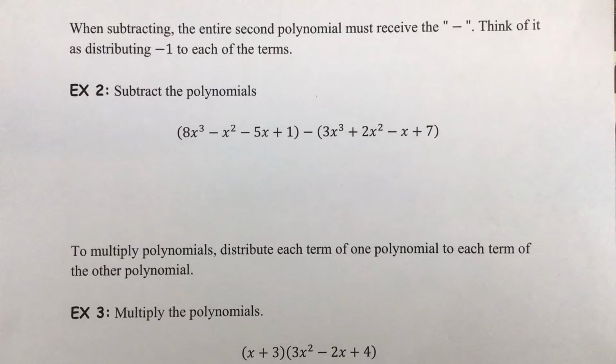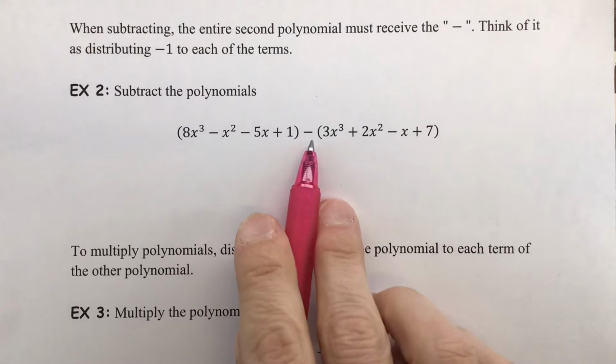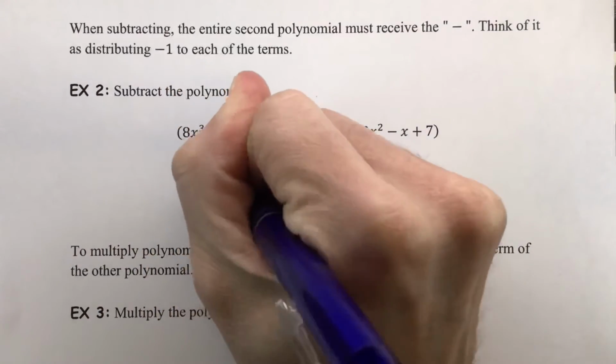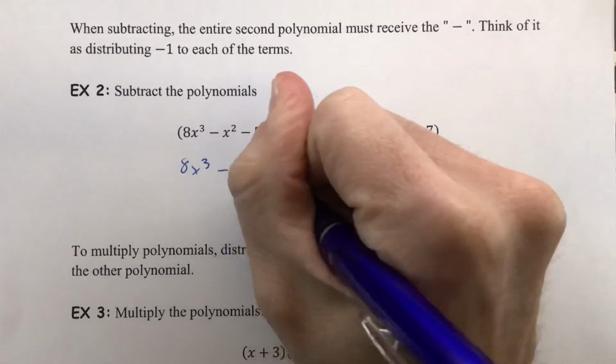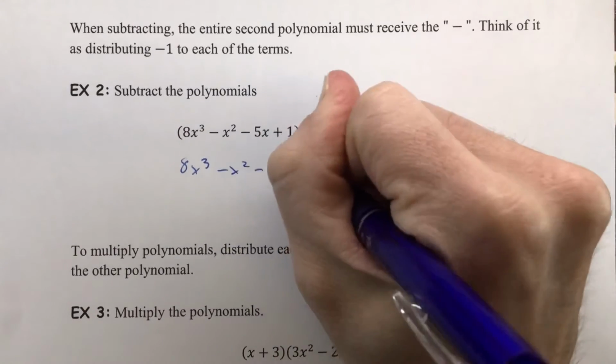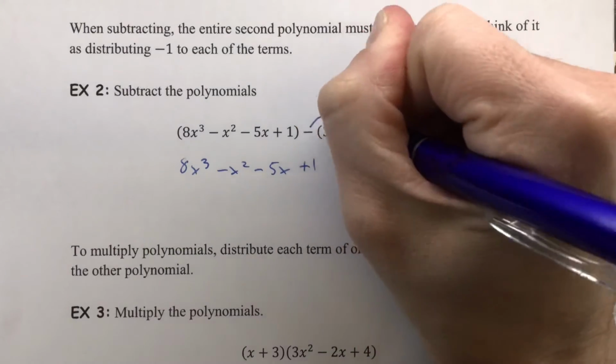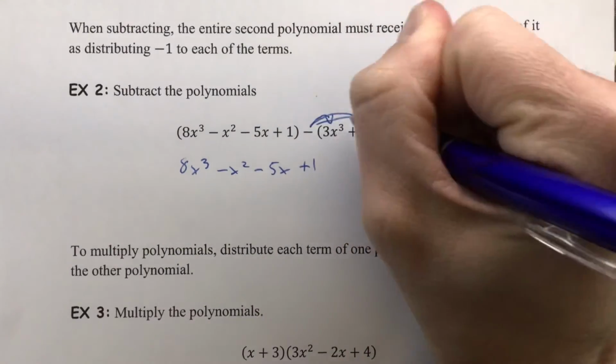When it comes to subtraction, it is a lot like addition, except that subtraction symbol that we see in the middle here. You need to think of that as a -1 that you're going to distribute across all of the terms that we have in the second polynomial. So before we start grouping anything, I would rewrite the whole problem. The first polynomial, you're just going to leave as it is. You've got 8x cubed minus x squared minus 5x plus 1. The second, you're going to distribute that negative across to everything.